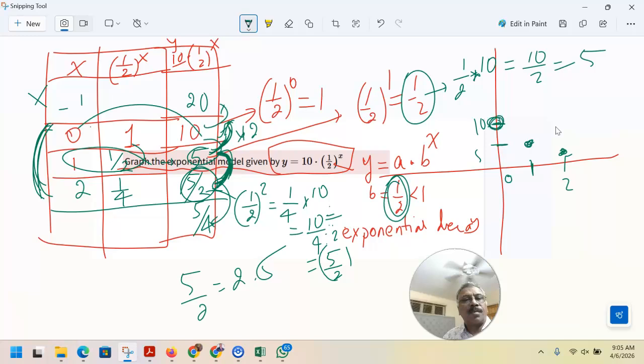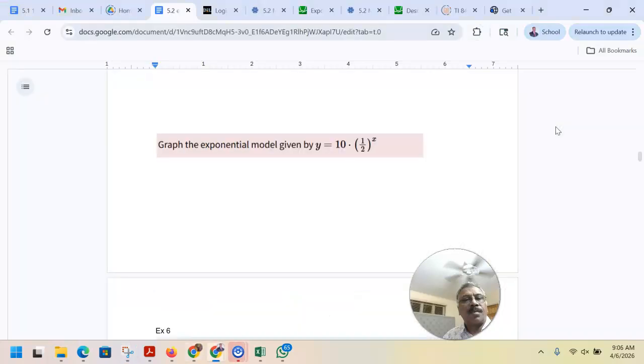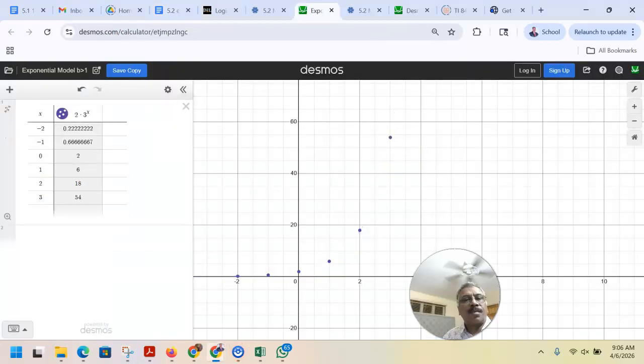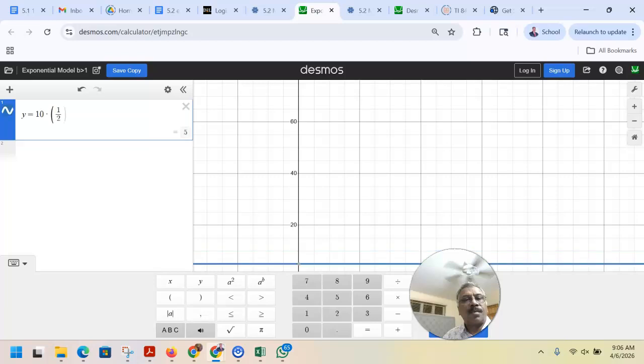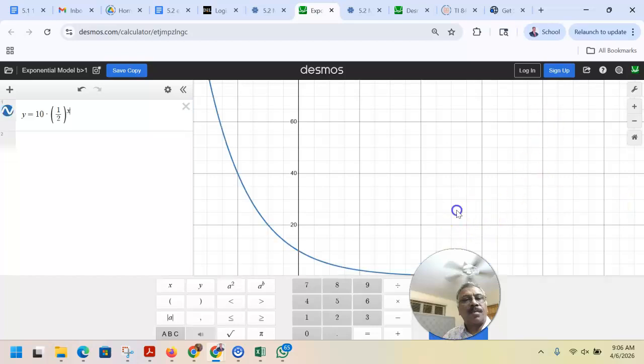And this is 10. So you get a graph something like this, and done. Or the best is to use the calculator and graph it using desmos.com. Delete all this and put y equals, just to make sure we understand, n times half raised to x, right? Half, close. See? Yeah, beautiful graph here.